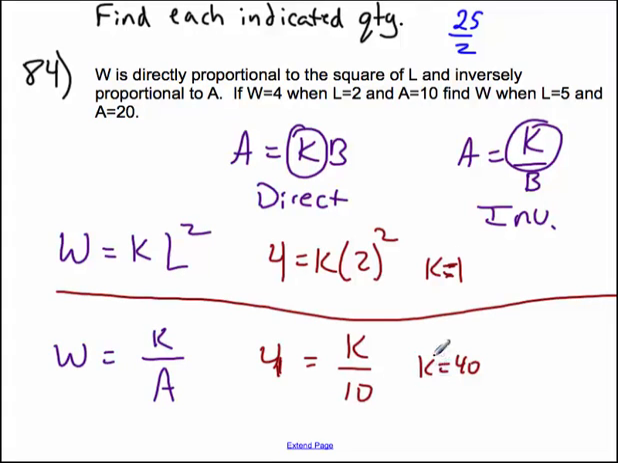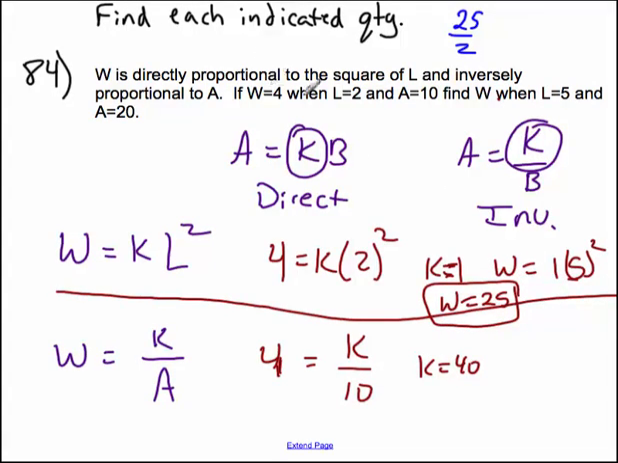So for the inverse, we shouldn't use the same letter because they're two different constants, two different equations. So it says find W when L equals 5. If L equals 5, K is 1, we know. So W is equal to 1 times 5 squared, which is 25. So W equals 25 in this case.